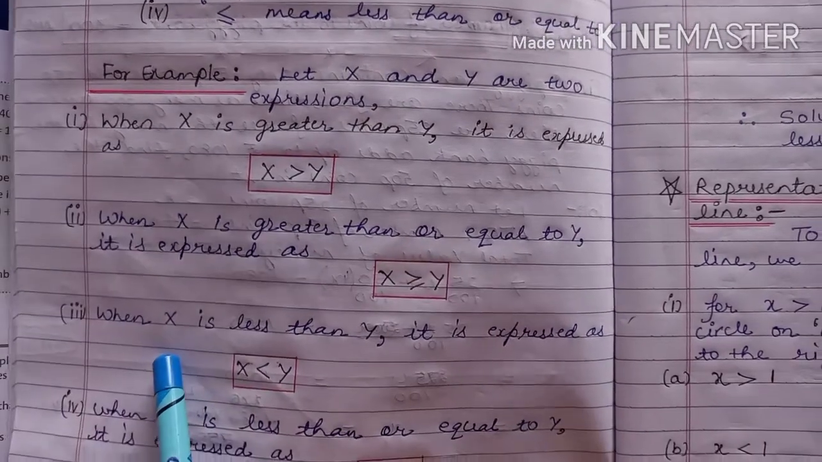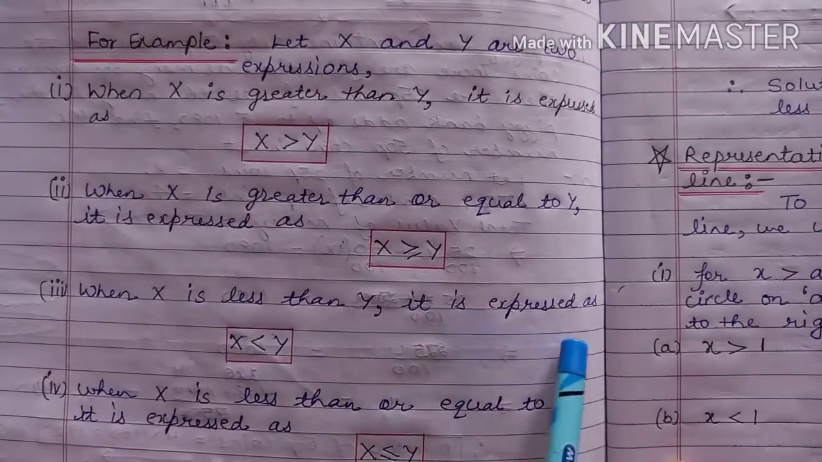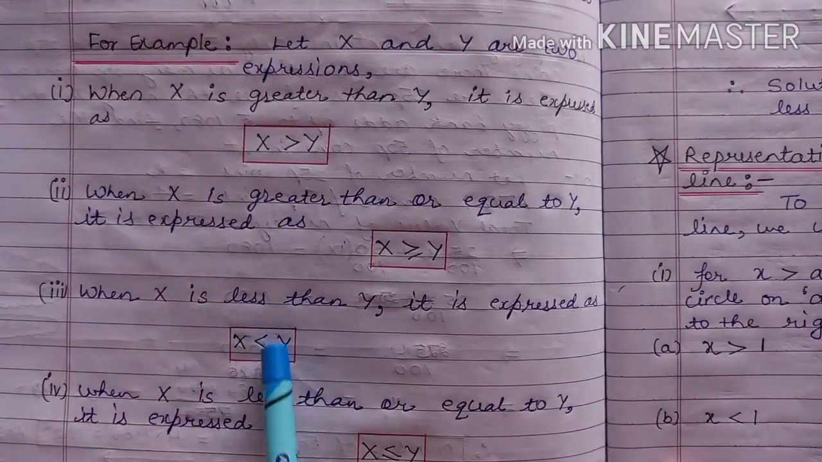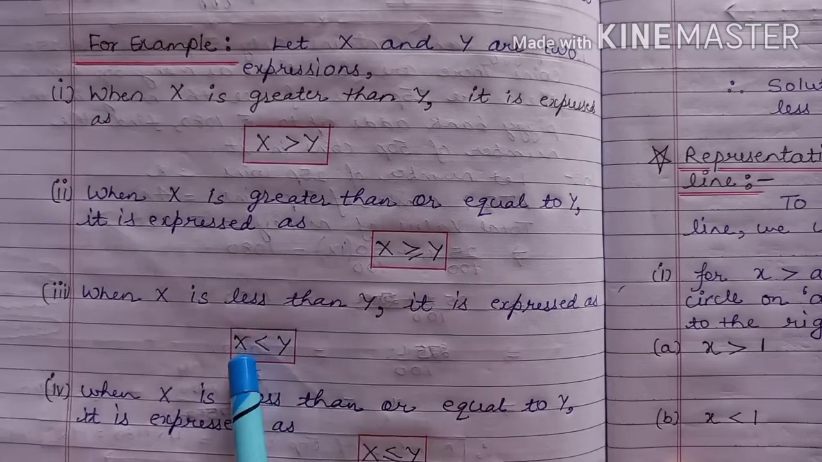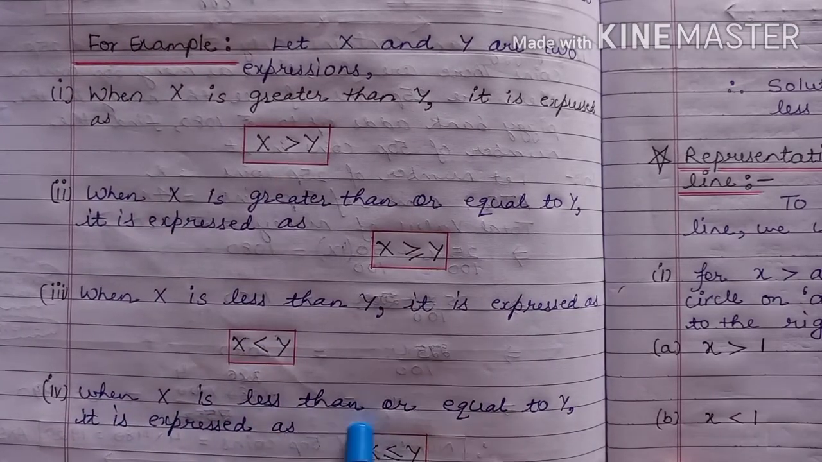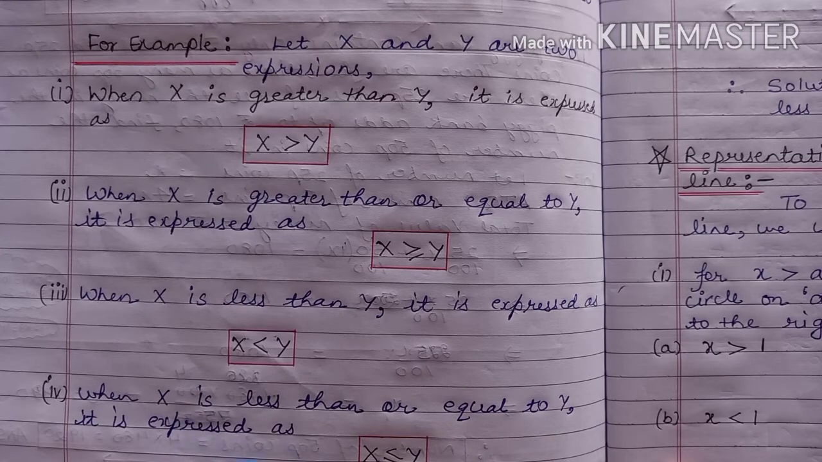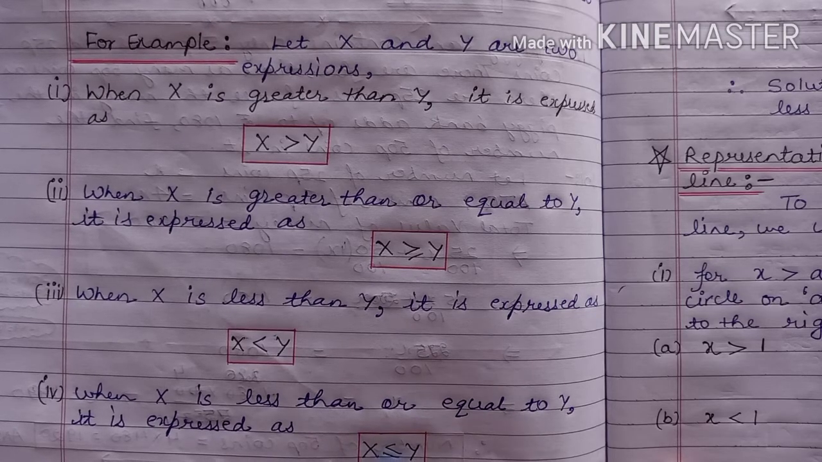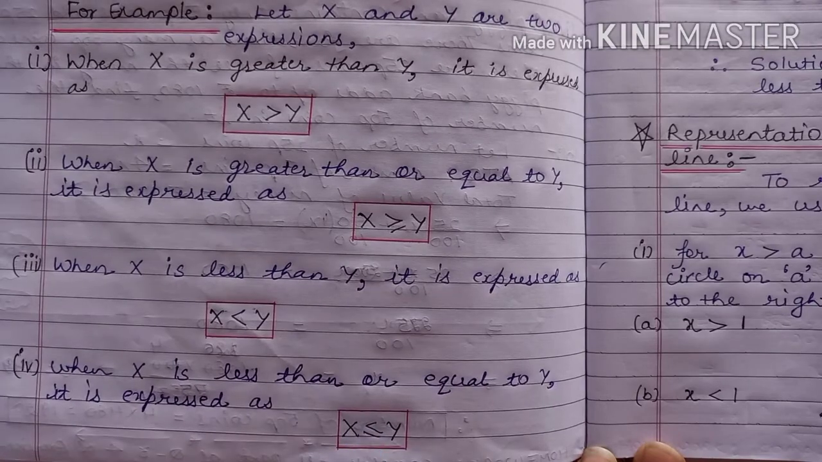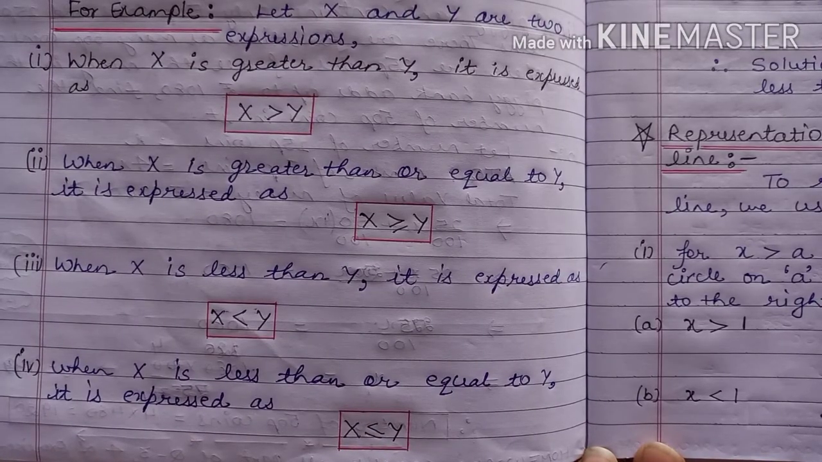Third case, when x is less than y, it is expressed as x less than y. The sign between x and y is the sign of inequality, less than. Then if x is less than or equal to y, here x and y are connected with the sign less than or equal to. So the last expression, the fourth one, is x less than or equal to y.